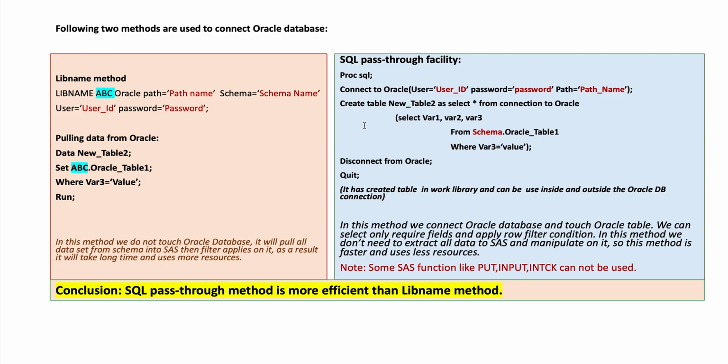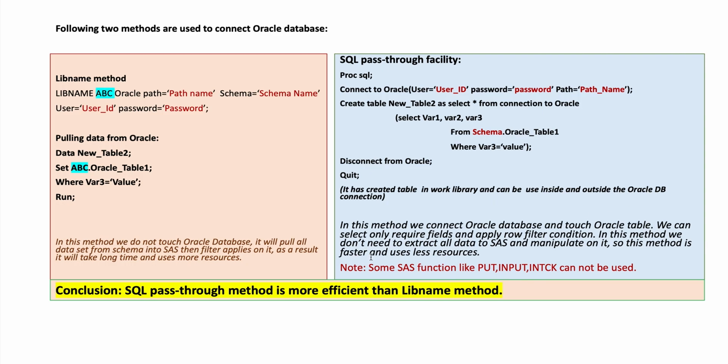When we run the whole code from proc sql to quit, then the 3 variables var1, var2, and var3, those values are extracted from table 1 and stored into table 2. That means it has created a table in the work library and it can be used inside and outside the Oracle database connection.